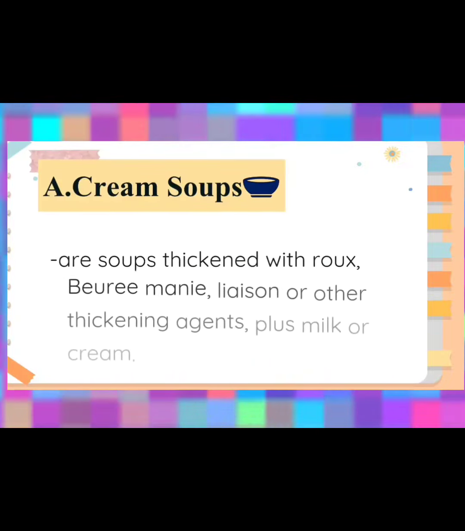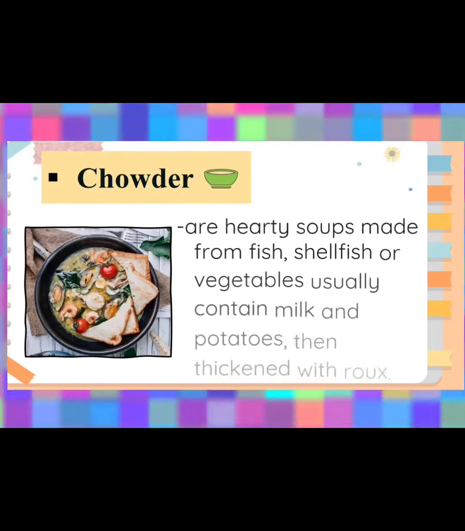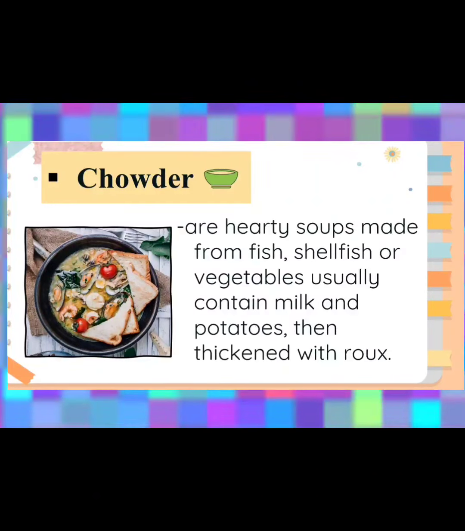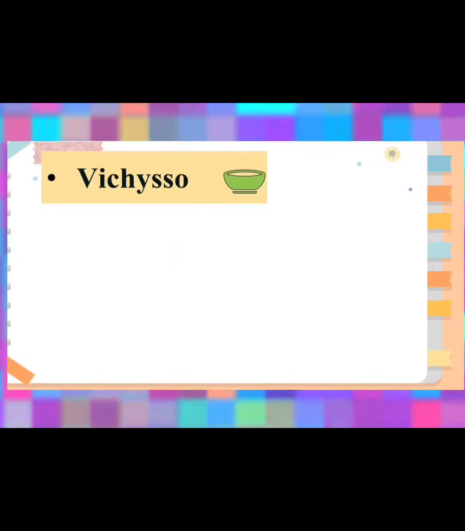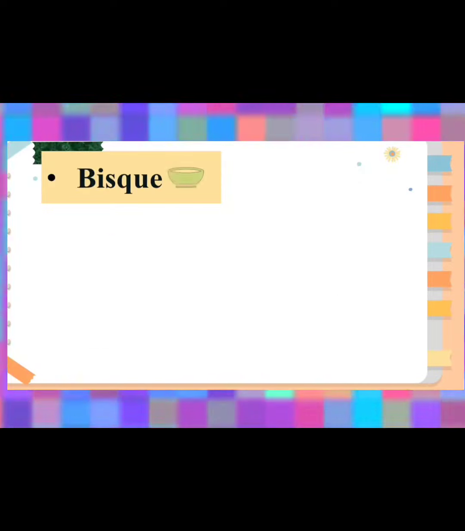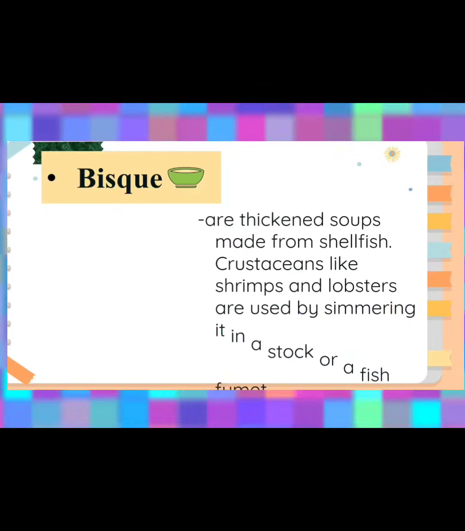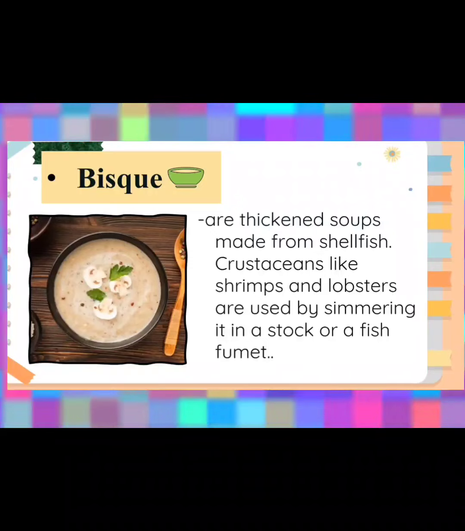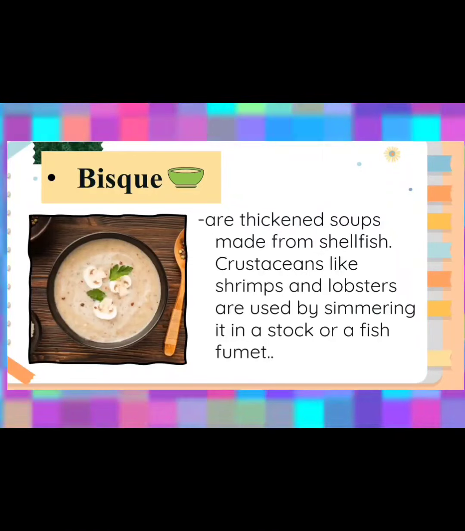Examples of cream soups. We have the chowder. Chowders are hearty soups made from fish, shellfish, or vegetables, usually containing milk and potatoes, then thickened with roux. Next is the vichyssoise. This is called a thick soup, a simple cream soup served cold. Another one is the bisque. Bisques are thickened soups where crustaceans like shrimps and lobsters are used by simmering them in a stock or a fish fumet.